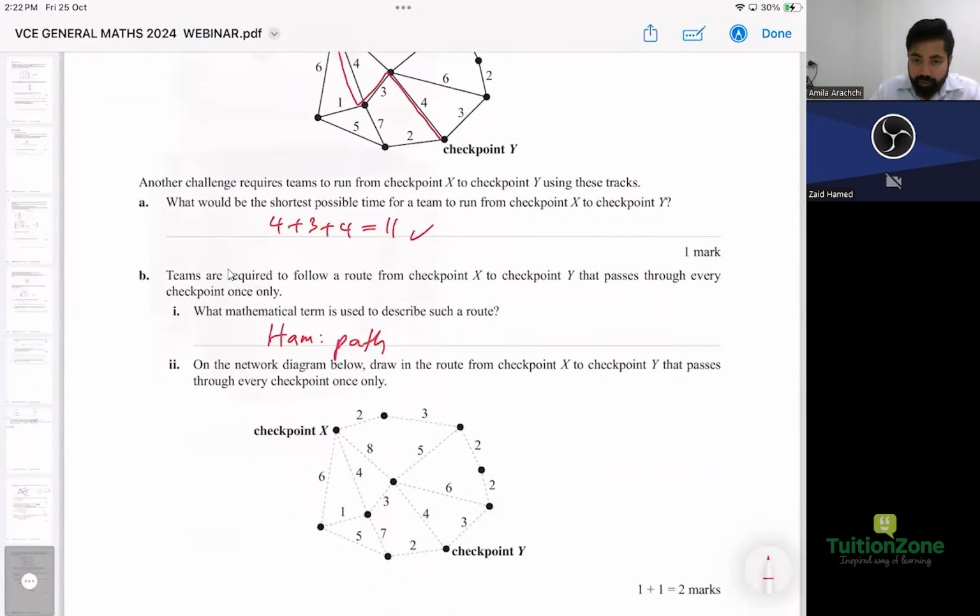Then on the network diagram, draw the route from checkpoint X to checkpoint Y that passes through every checkpoint. So they asked you to draw the Hamiltonian path from X to Y. Which means you make sure you go through every vertex once only. You can skip the edges, that's fine. So every vertex once only.